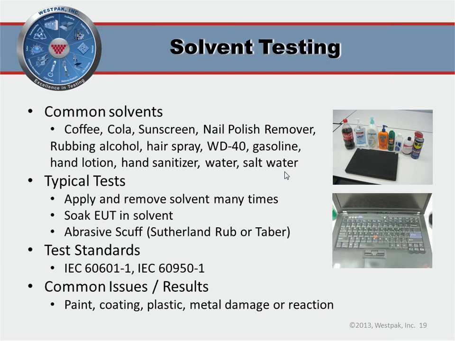As a continuation of this, there's something called abrasive scuff testing. It's either Sutherland rub or Taber testing. And basically you rub an area, usually looking at a paint or coating or a print process. Common issues, as you would expect, are paints fading or coming apart, coatings coming apart. Plastics do not like all the solvents, and neither does metal: damage, corrosion, or reactions.